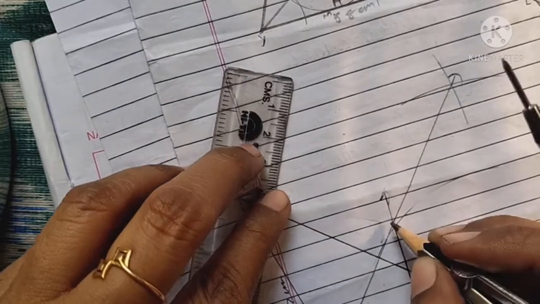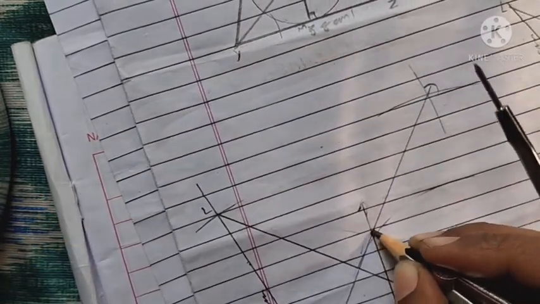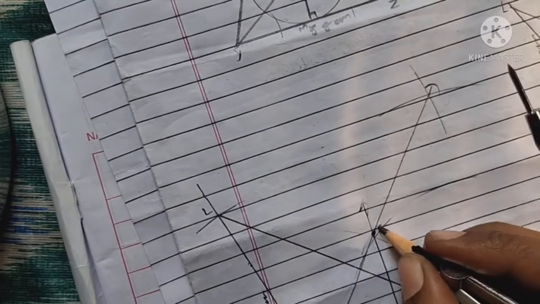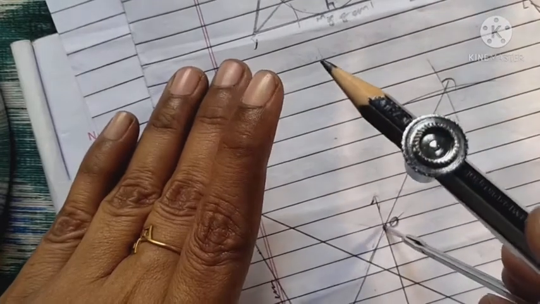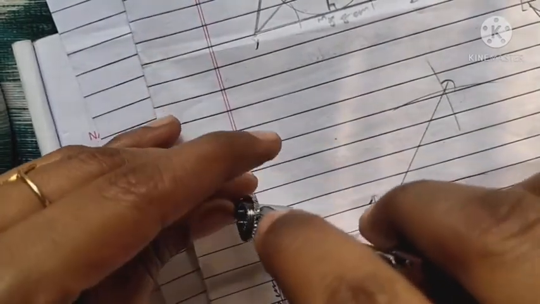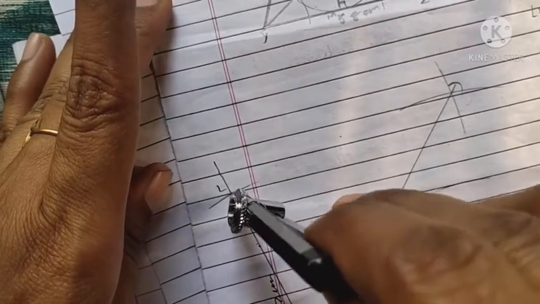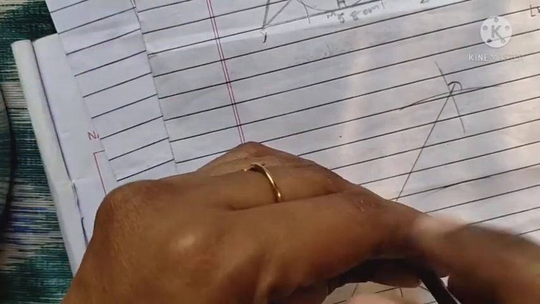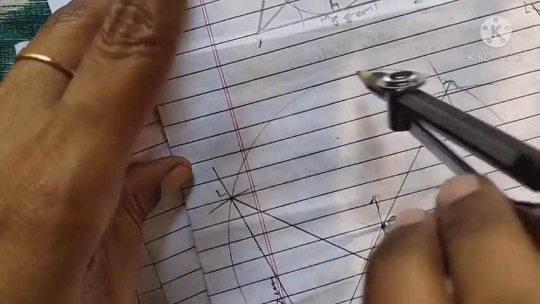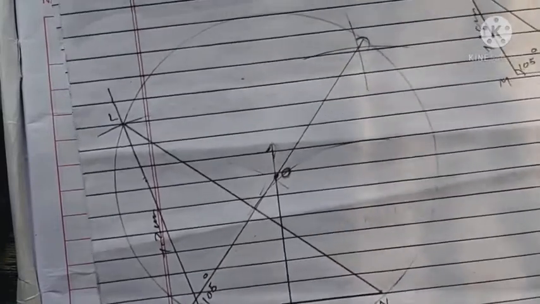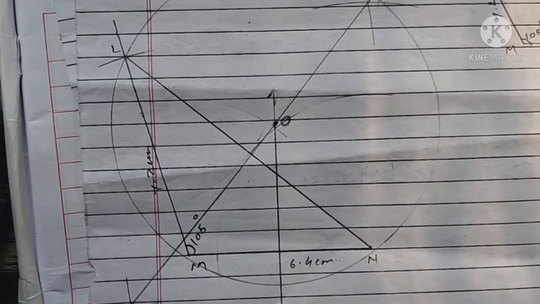Now the two bisectors intersect each other at this point. So this is the center of the circumcircle. I am giving it the name point O. Now draw the circumcircle. Place the tip of the compass on point O and draw the circumcircle like that. Okay, see here, this is the circumcircle. I hope you got the idea how to draw the circumcircle and incircle.